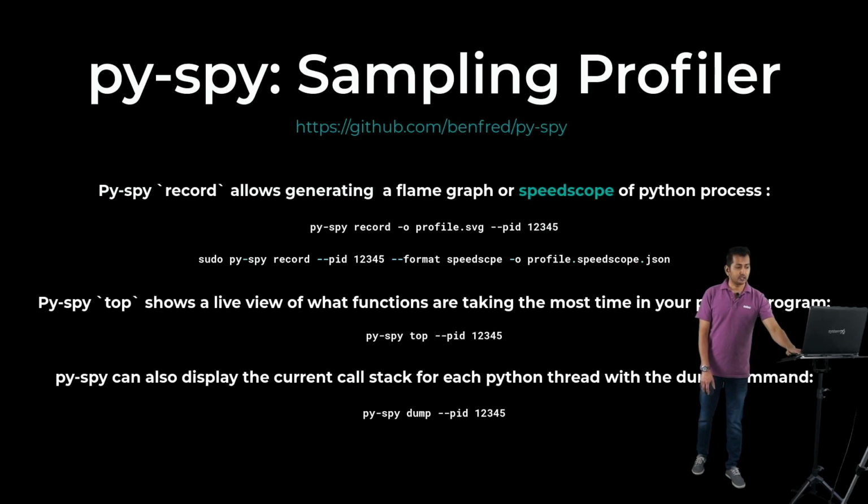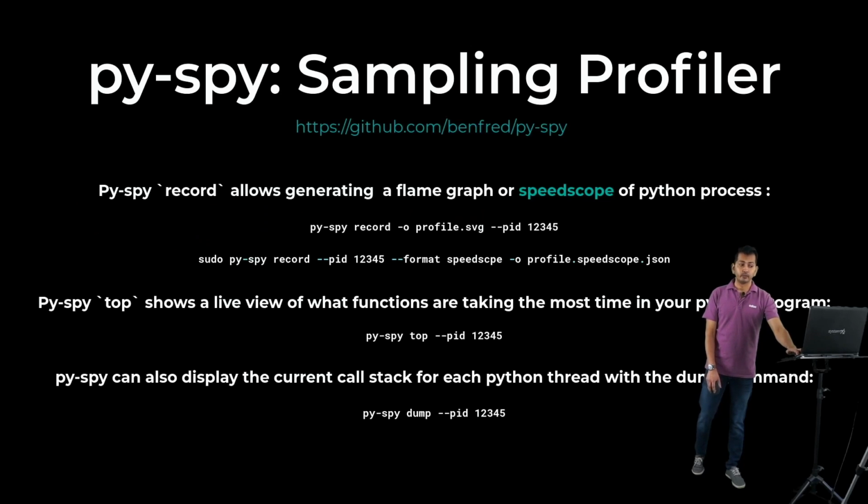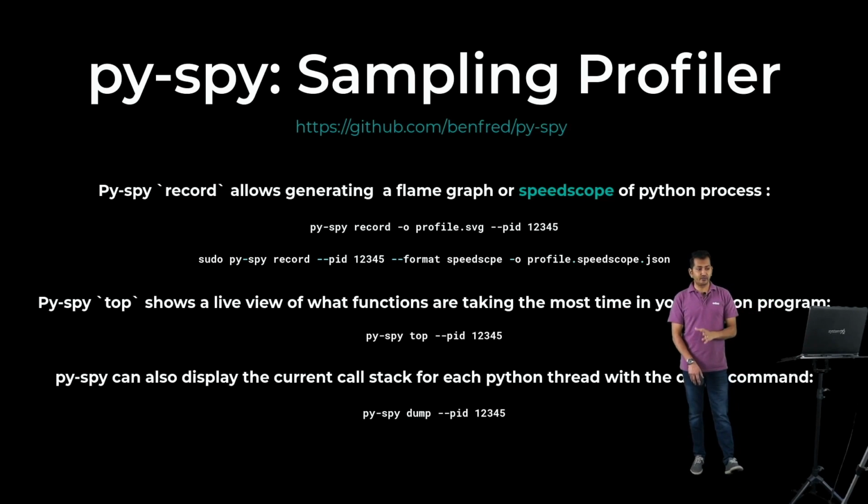Okay, so these are the tools that you could use for profiling Odoo code, and these are enough tools. Every day when we have a performance problem, we use one of these tools, and that does the job. We can identify performance problems in no time.